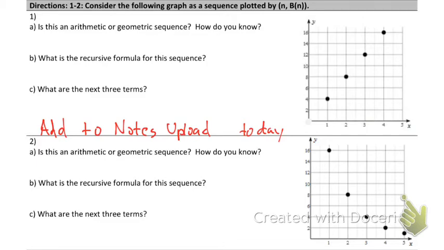Okay. So we have two types of sequences. One is arithmetic and another is geometric. How do I tell the difference? Well, there's a couple ways to tell the difference, but I'm going to talk about this graphically. So when you look at a graph of an arithmetic sequence, it's a straight line, or linear. Okay, so it's a linear graph.